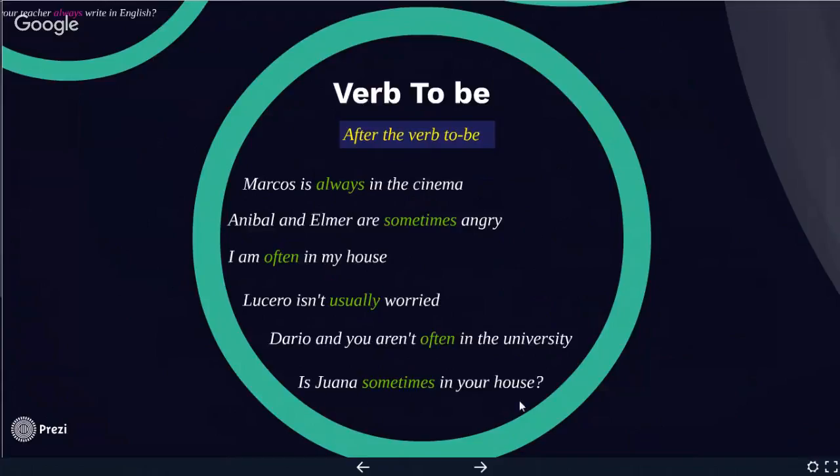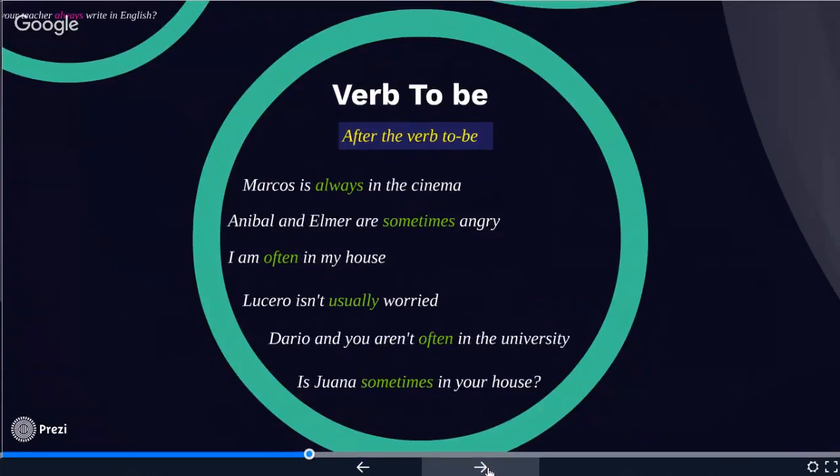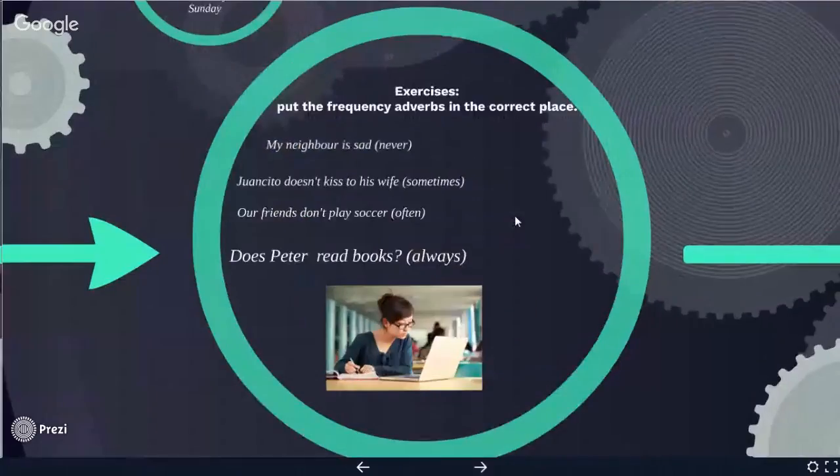Is Juana sometimes in your house? Sometimes is after the verb to be. Here I have a practice. You have to locate the frequency adverbs in the right place.